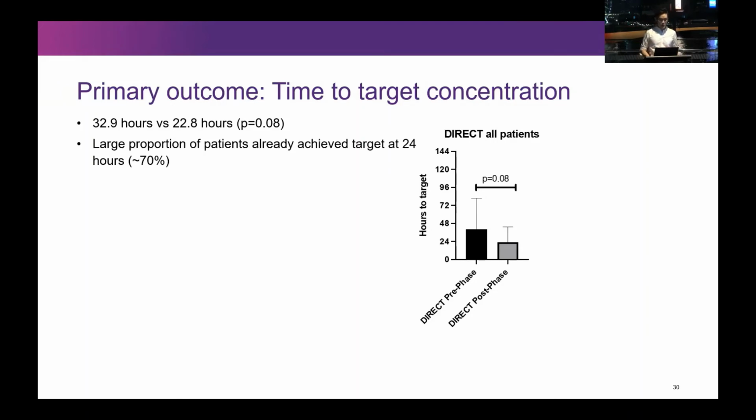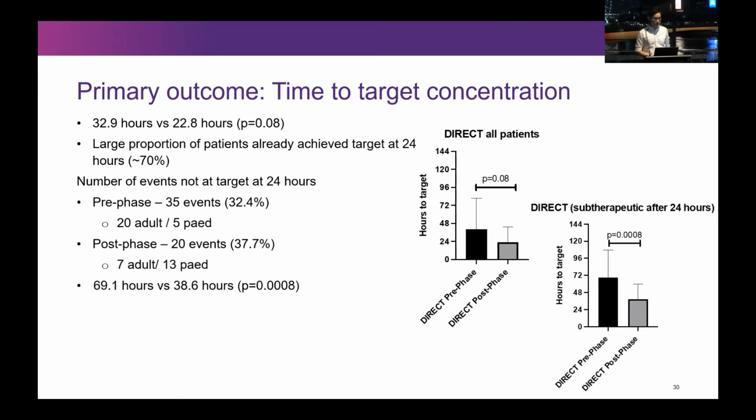So what we then did was look specifically at the patients who had not achieved the target concentrations in the first 24 hours in both the pre and the post phase. When we looked at that, in the pre-phase, there were 35 events that didn't achieve target, roughly 32.4%, and that's the breakdown between the adult and the pediatric cohorts. And in the post-phase, it was 20 events, so fairly similar numbers at 37.7%. And when we did that, that's when we noticed the big difference in terms of the time taken. It was 69.1 hours in the pre-phase and 38.6 hours in the post-phase, and that did reach statistical significance.